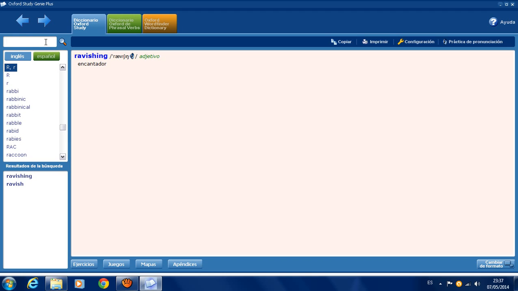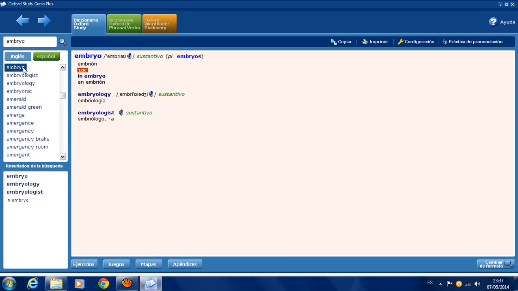Let's try to look at something else that is not that common. What about the word embryo? Do you know what embryo is? Embryo. So we have the phonetic transcription and what it means. That is the initial multicellular stage of what is then to become a fetus. We have the embryo here.